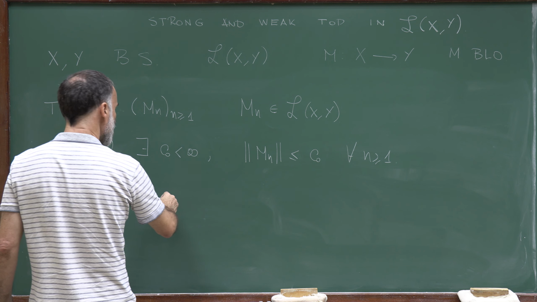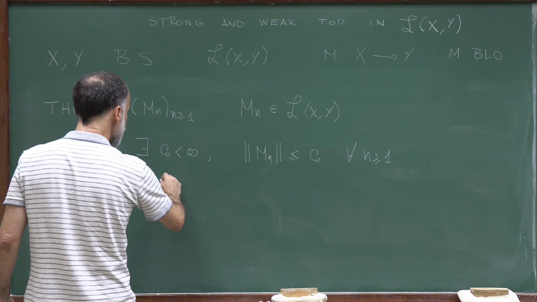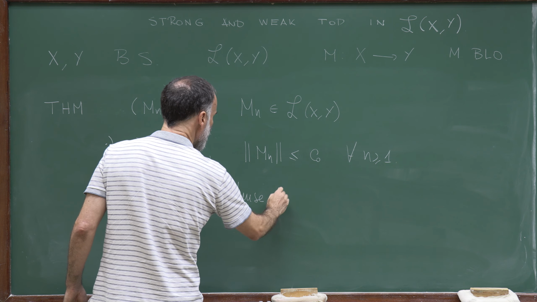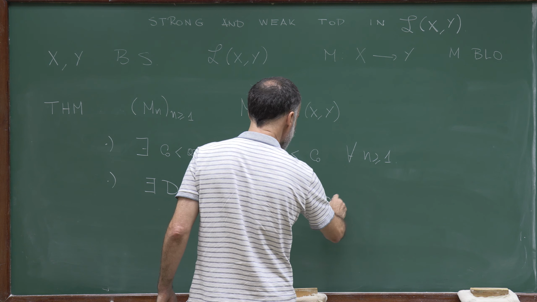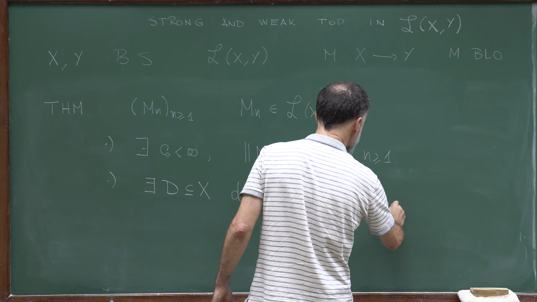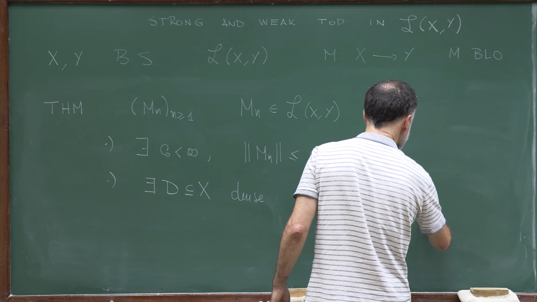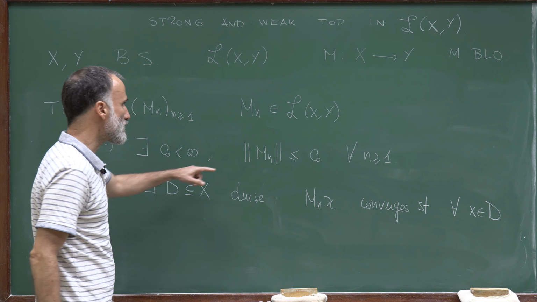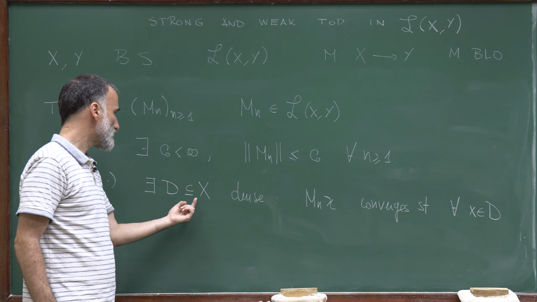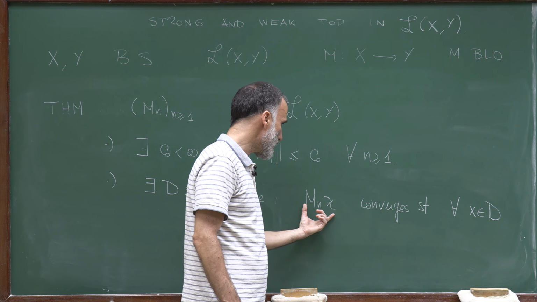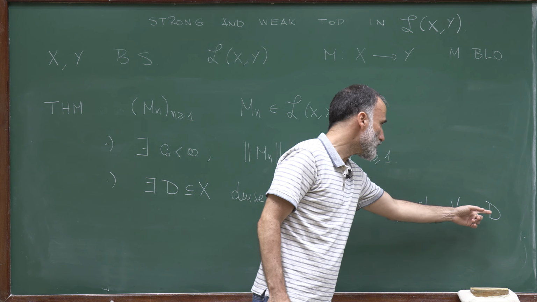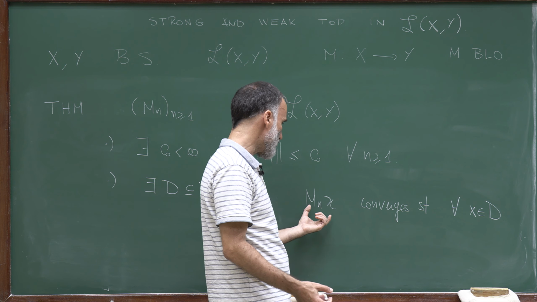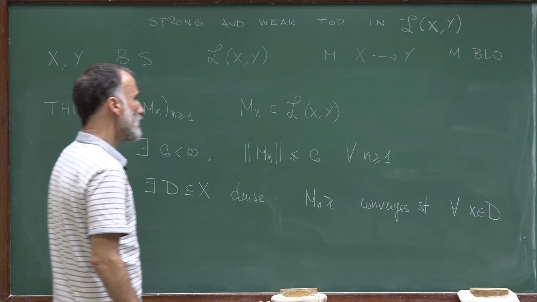And let's assume that there exists a dense subset D of X such that Mn x converges strongly for all x in D. So I'm assuming that the sequence is bounded and that there exists a dense subset of X which has the following property: for all x in D, there exists a point in Y, call it Ax, such that Mn x converges to Ax for these points.